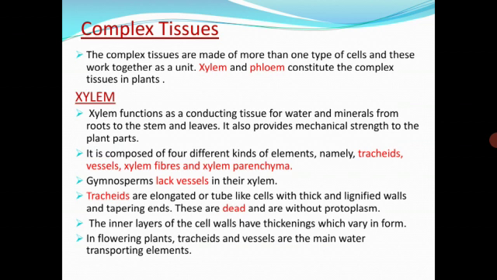It is composed of four different kinds of elements, namely tracheids, vessels, xylem fibers, and xylem parenchyma. Gymnosperms lack vessels in their xylem. Tracheids are elongated or tube like cells with thick and lignified walls and tapering ends. These are dead and are without protoplasm. The inner layers of the cell walls have thickenings which vary in the form.